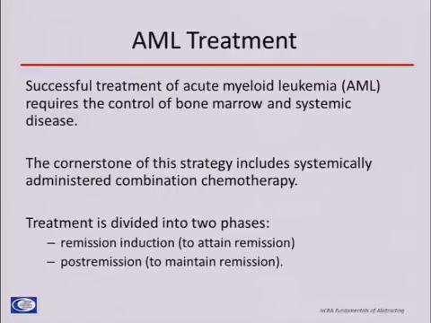And AML treatment is aggressive. They need to control the bone marrow, or usually kill off the bone marrow, get all those cells out of there and dead. So it's a systemic disease because it's not just the bone marrow that's involved, it's all that circulating blood or lymph or both.